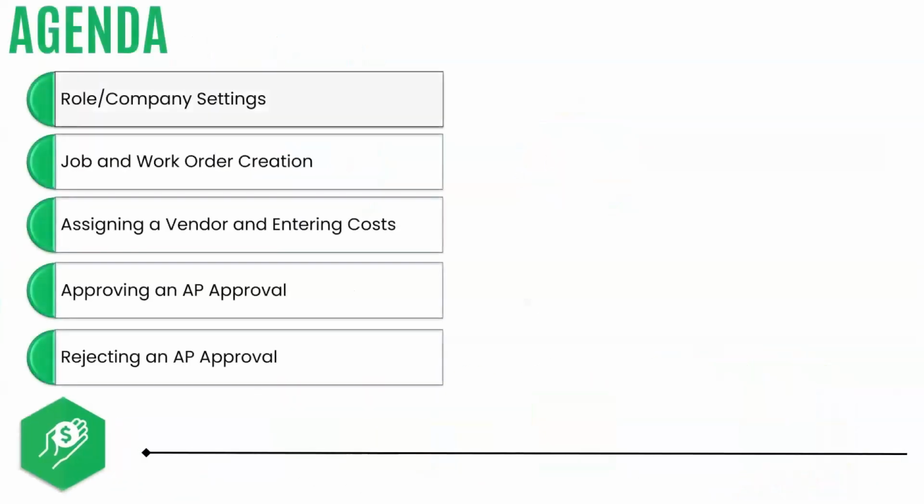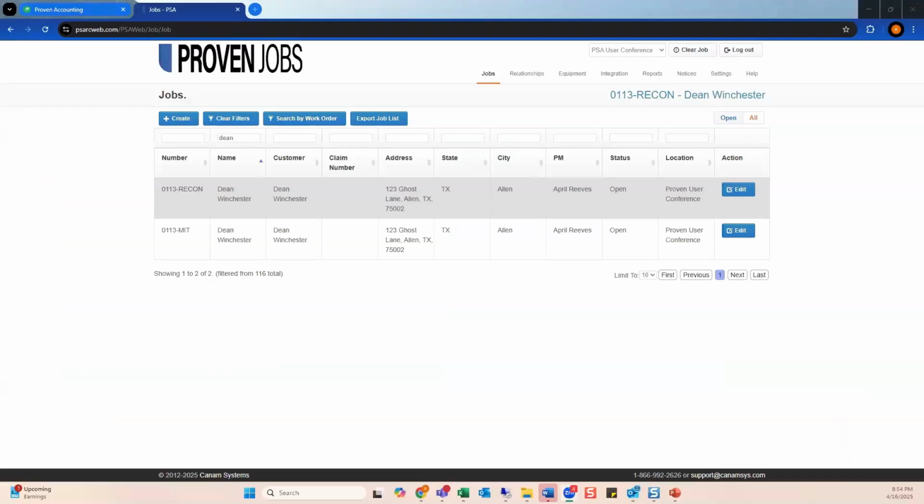During today's session, we'll review role and company settings, job and work order creation, assigning a vendor and entering costs, approving an AP approval, and then finally rejecting an AP approval. We're first going to start in setting some roles and company settings.